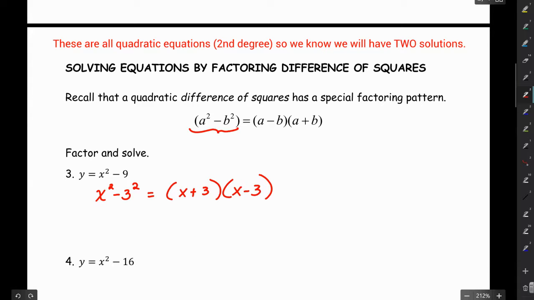All right, now it says factor and solve. So far we factored it. We're going to set each part equal to 0.